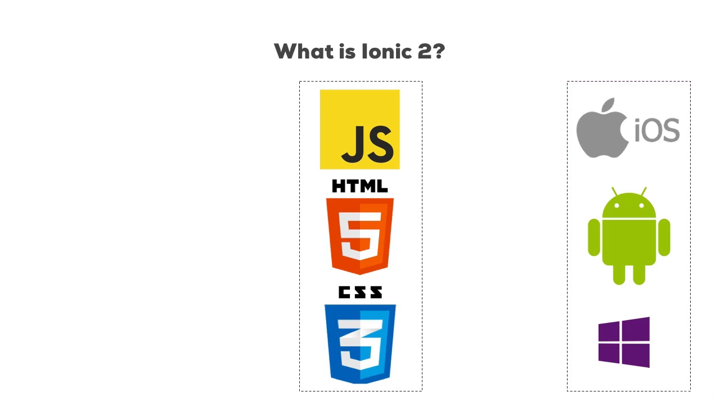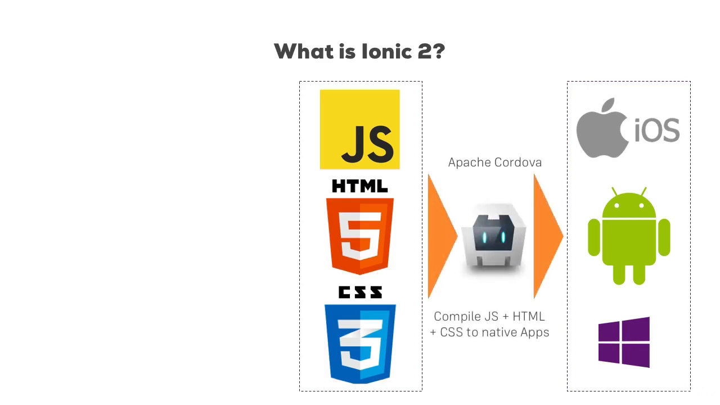Now it turns out there is a helpful tool, a framework which does just that. And it's not Ionic 2, it's Apache Cordova, a framework by Apache. And what this framework does is it compiles JavaScript, HTML, CSS apps, so web apps, into iOS, Android or Windows apps. Now, of course, those apps have to follow a certain structure and be set up in a certain way. But if that is the case, Apache Cordova is able to easily create those native apps for you.